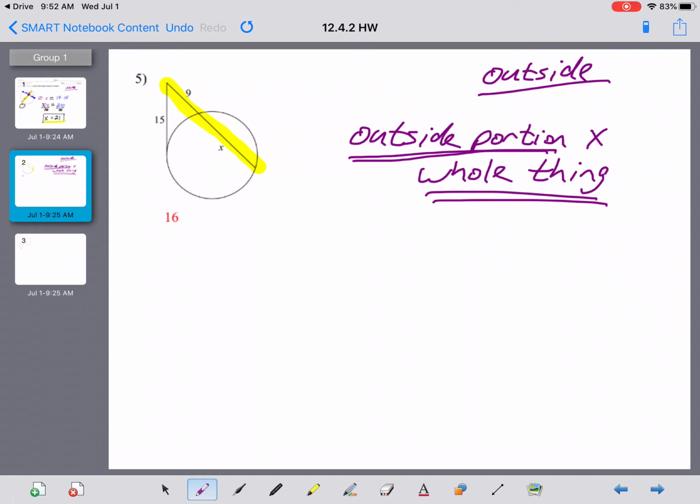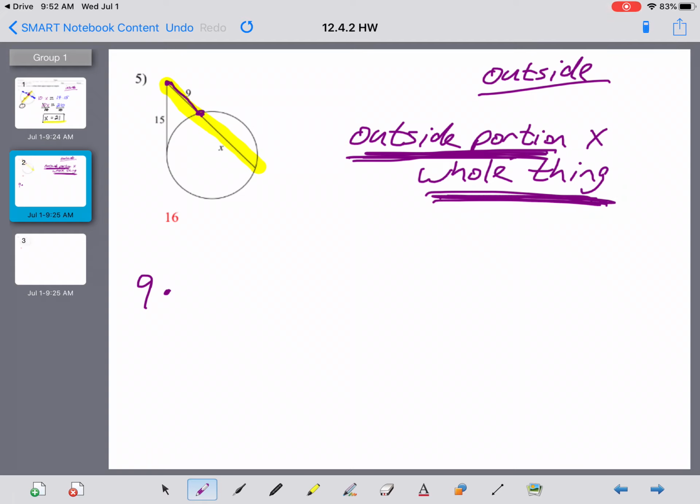So let's look at that segment in yellow, and first let's ask ourselves, how long is the outside portion of that yellow secant segment? How long is it outside of the circle? Well, that is this little piece right here, which has a length of 9. So we start with that. And now we're going to multiply the outside portion times the entire yellow segment.